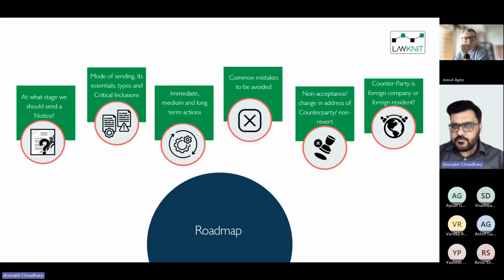And what will happen if the other party is not accepting the legal notice, or there is a change in address? They're not at the current address mentioned in their agreement. Then how to handle that? And lastly, we'll also deal with when you are entering into an agreement with a foreign company or a foreign resident, and you need to send a legal notice to a foreign party. Do the rules change when we are sending a legal notice to a foreign party? So these are some of the common aspects which we will be discussing today.